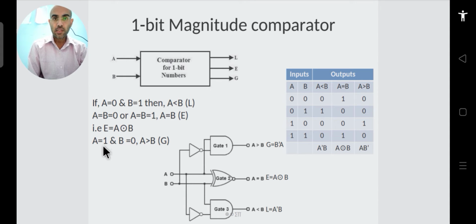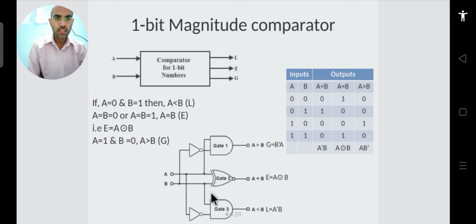So for the other case, A is equal to 1 and B is equal to 0, in this case A greater than B. Okay, so G, greater than. So these are the conditions. Now for this truth table or this expression, whichever way you are comfortable writing, you can draw the logic diagram for it.